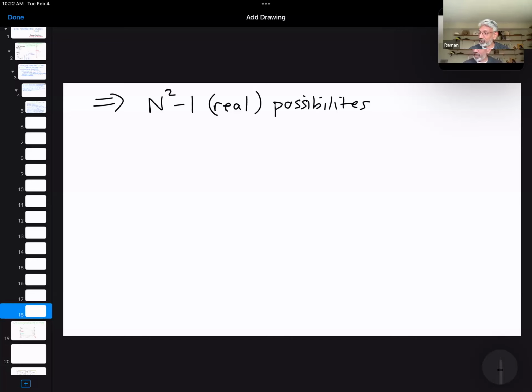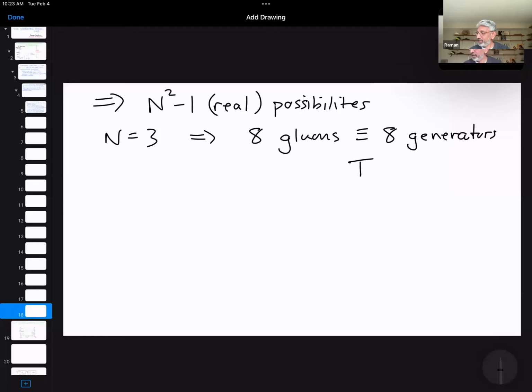So for example, for n equals 3, which is the case of QCD, there are 8 gluons corresponding to 8 generators T. Okay, and the T, since there are 8 of them, are usually written lambda. Okay, there are 8 such matrices. So each of these is a matrix. And these are the so-called Gell-Mann matrices.